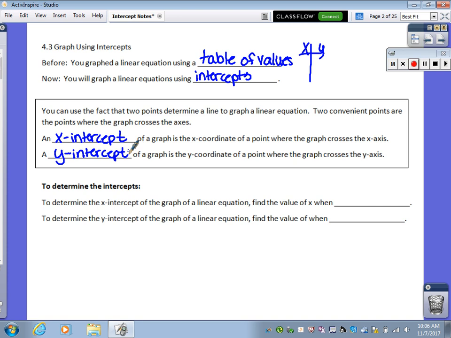Now, if you think about your coordinate plane, if you have a line, anywhere it hits your x-axis, your y value is going to be 0. Okay? And that's just an example. So to determine the x-intercept of the graph, find the value of x when y is 0, because it hasn't moved up or down from the origin if it's on your x-axis. Likewise, to find the y-intercept, our x value is 0 because it hasn't moved side to side off the origin.